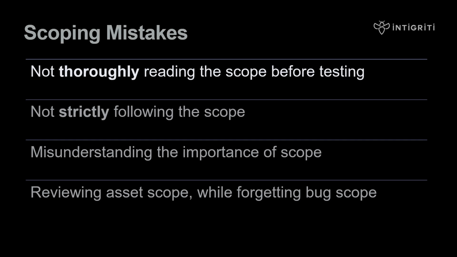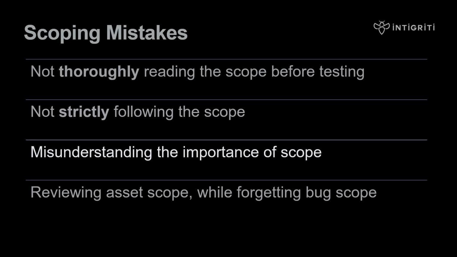So the first mistake is not thoroughly reading the scope before testing. You want to familiarize yourself with exactly what assets are in scope for testing and what vulnerabilities the program is looking for. Once you've done that, you want to make sure you very strictly follow that scope. Don't start looking for out-of-scope vulnerabilities or intentionally testing on out-of-scope assets.